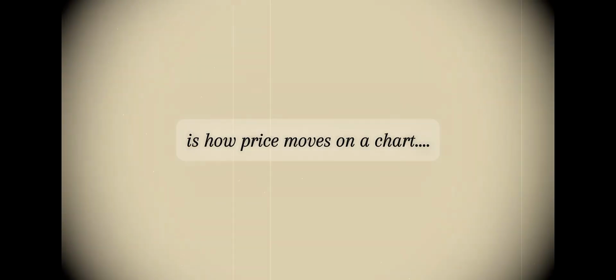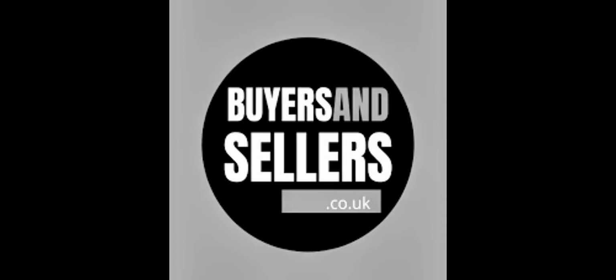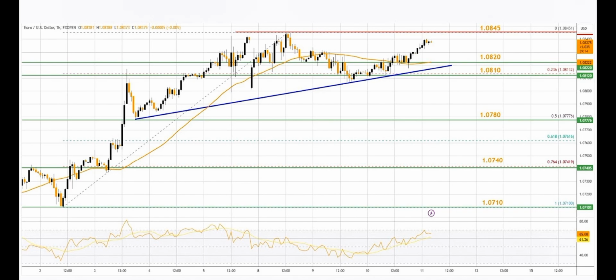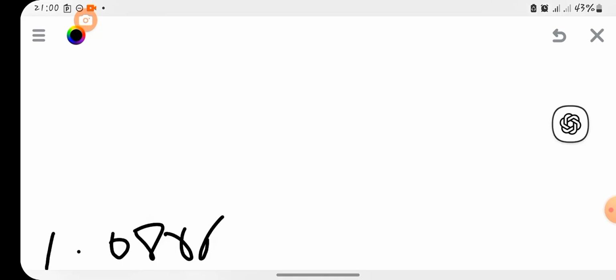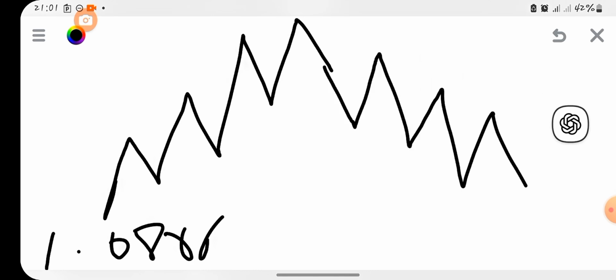What is market structure? Market structure is how price moves on the chart. It tells the story of buyers and sellers and shows us who's in control. For example, if EUR/USD is rising from 1.0800 to 1.1200, pulling back and rising again, that wave-like movement is market structure. Once you understand it, everything else becomes clearer: entries, exits, and even reversals.